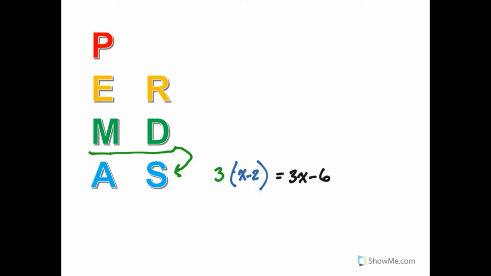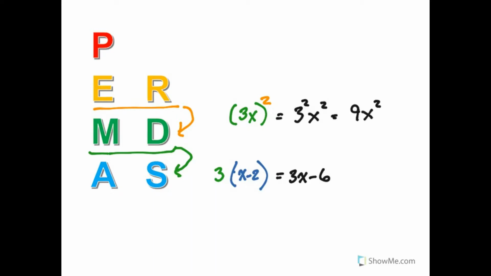There's a similar property with exponents and roots, distributing over multiplication and division, so that if we have 3 times x in parentheses, and that's to the second power, the result is 3 to the second power times x to the second power, 9x squared.